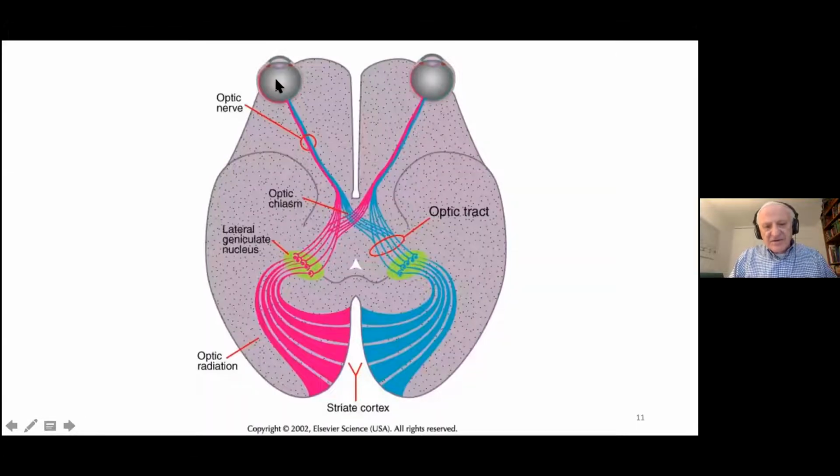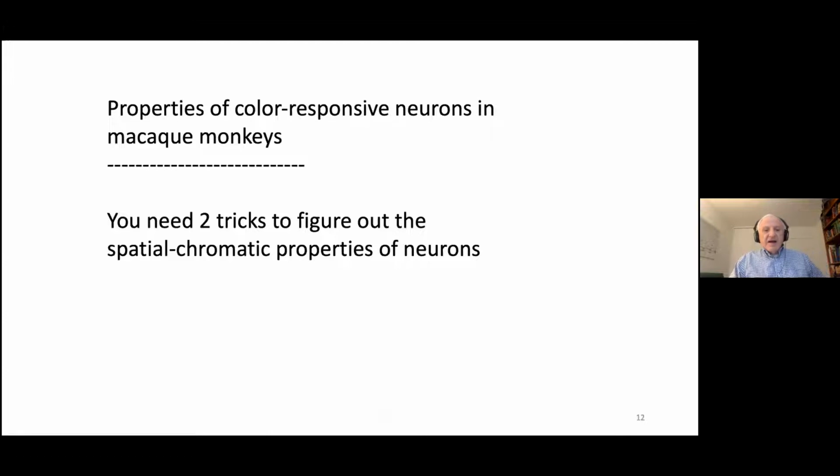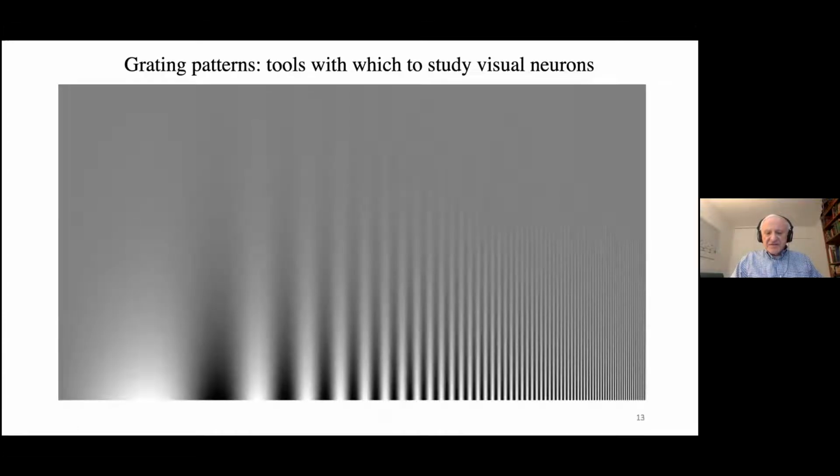So I'm going to look at some aspects of neural activity in the retina as seen through the lateral geniculate nucleus, and then neurons in the primary visual cortex, the striate cortex. And we're going to study their visual properties as they might be related to these visual perceptual aspects of color depending on form. And I use two tricks to study color responsive neurons in monkeys. And I'm going to be looking at the spatial chromatic properties. So these two tricks are, one, the classic trick of studying visual spatial neurons with grading patterns.